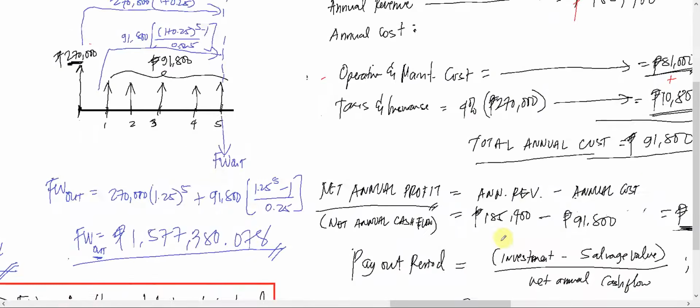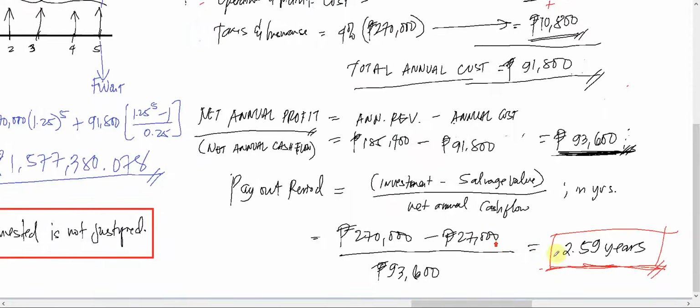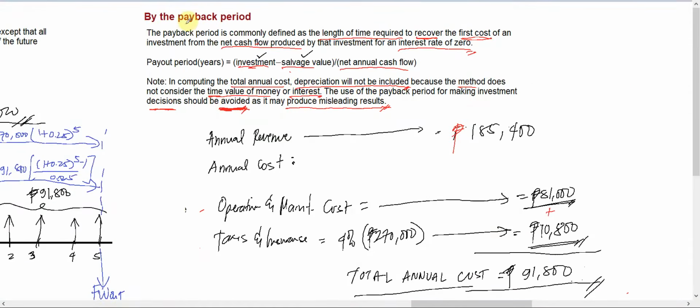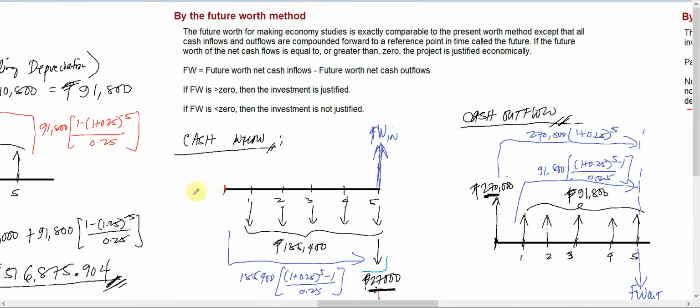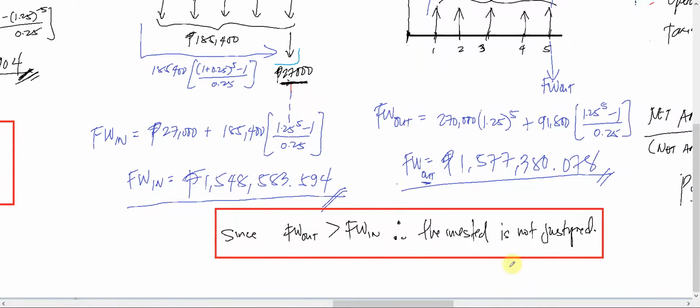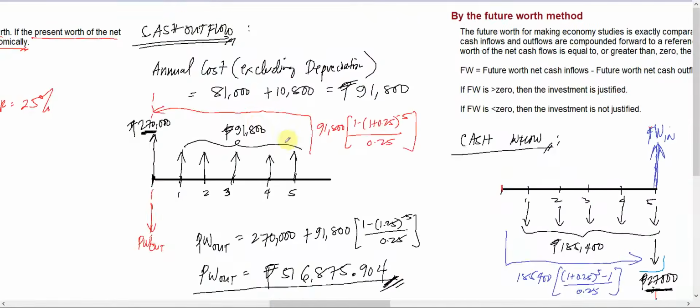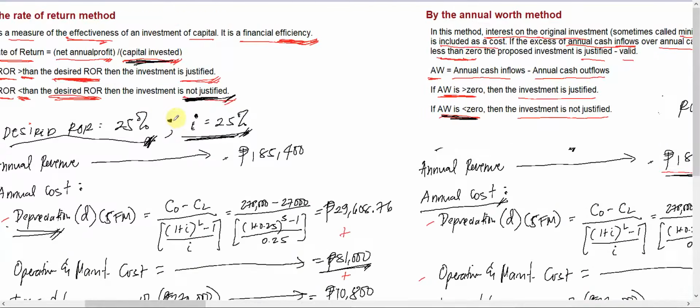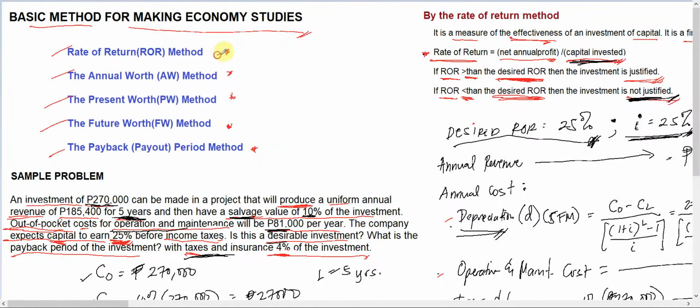Kahit sabihin natin, kayang bumalik ng puhunan mo within 2.5 years. Again, ginagamit lang natin itong payback period kapag na-prove na natin na justified yung business by using these four methods: the rate of return, annual worth, present worth, and future worth.